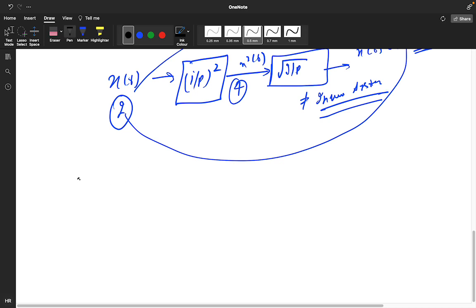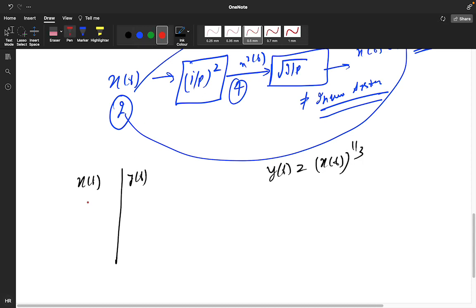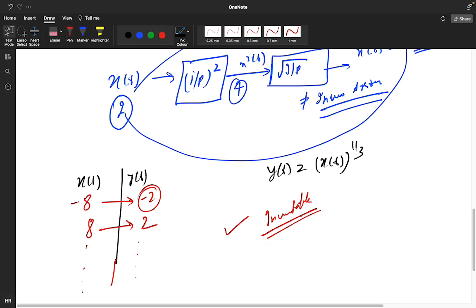Now if you have a system x of t and y of t, given y of t is x of t to the power 1 by 3. If I give minus 8, I will get minus 2. If I give 8, I will get 2. So whatever different input you give, you get a different output. One to one mapping is there. So the system is invertible. So it's very simple.